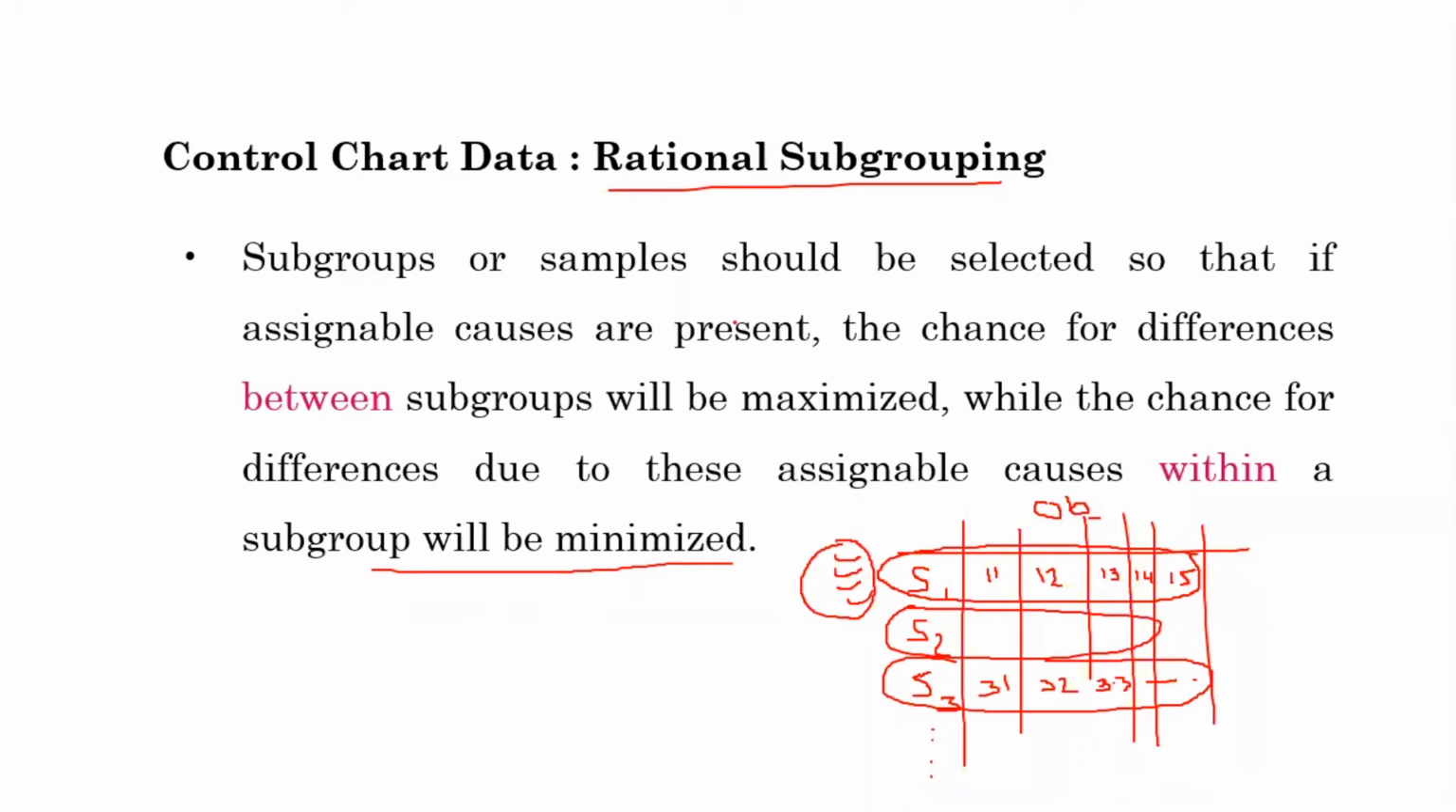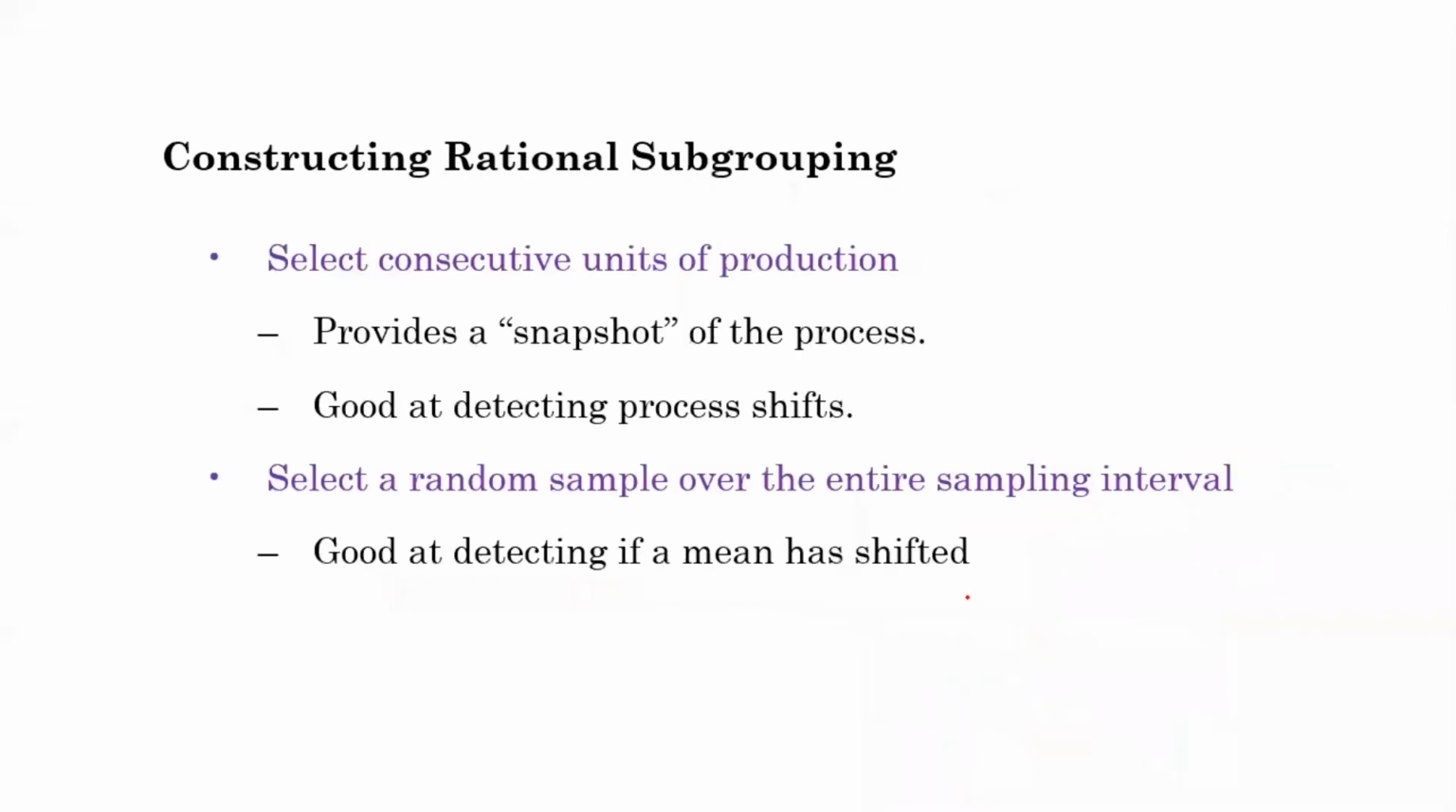Okay, so in subgrouping, we want to maximize the difference between subgroups and minimize the difference between the observations as an input.